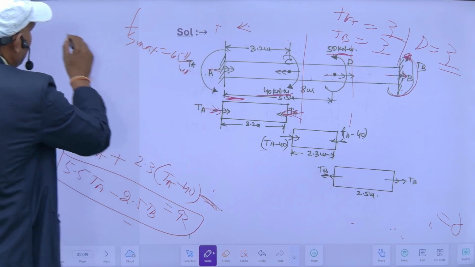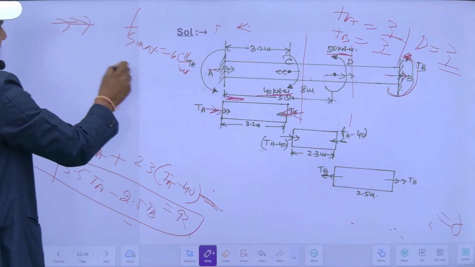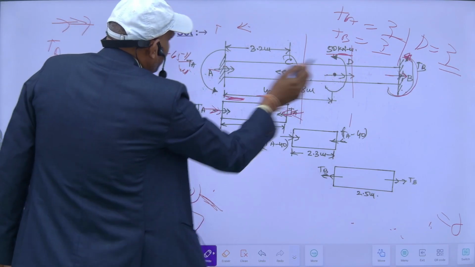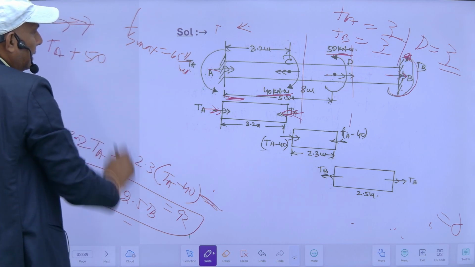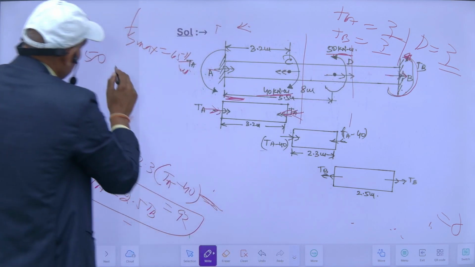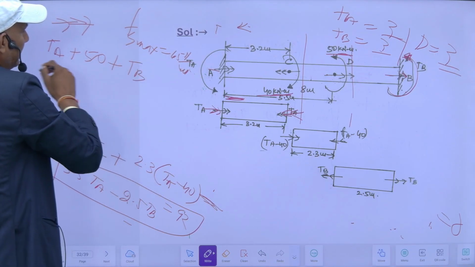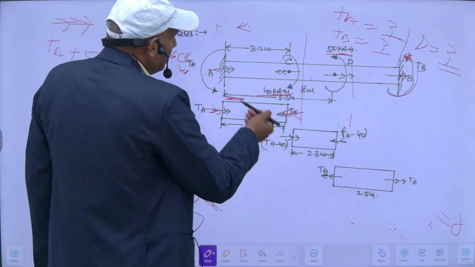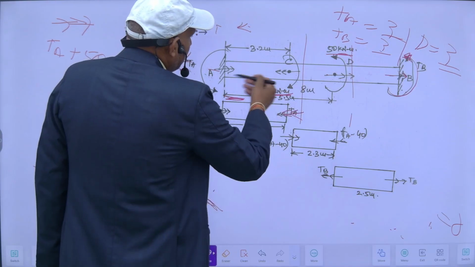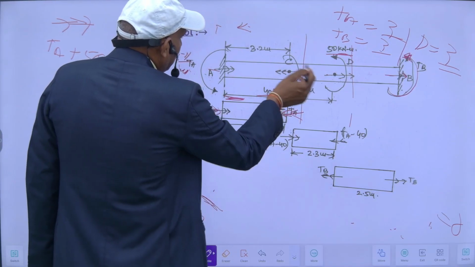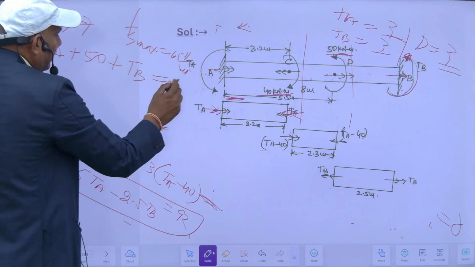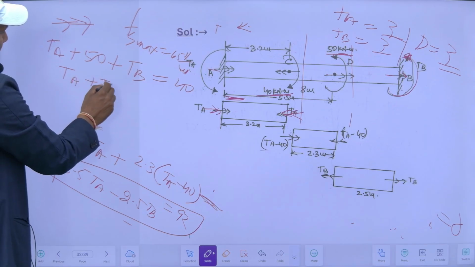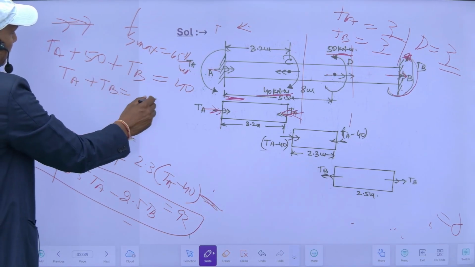T is acting in this direction. So let us start with the total torque acting in this way. This is TA plus this, both have the same nature, plus 50 and plus TB. So these are the torques acting in this direction, and this should be equal to the torque acting in this direction. This is the only one acting here. So TA plus TB is equal to 40 minus 50, which is equal to minus 10.